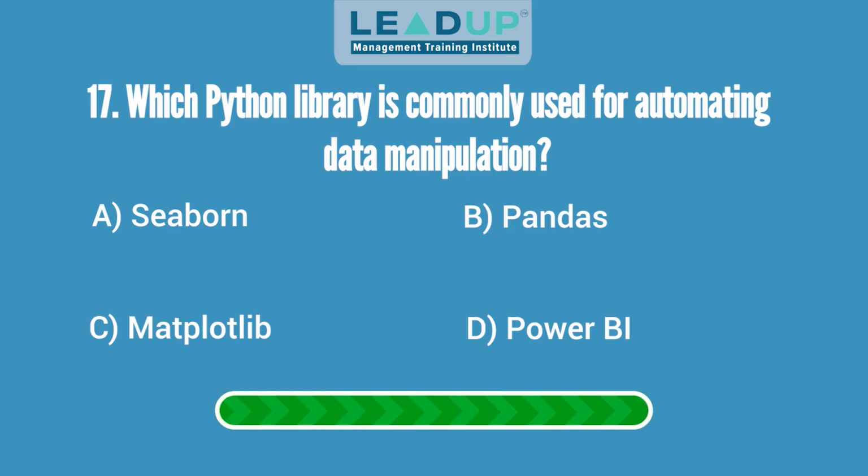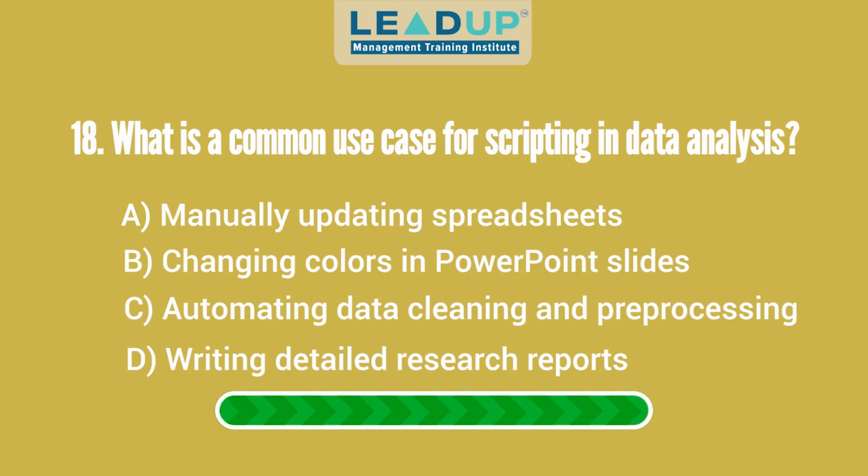17. Which Python library is commonly used for automating data manipulation? A. Seaborn, B. Pandas, C. Matplotlib, and D. Power BI. The answer is Pandas.